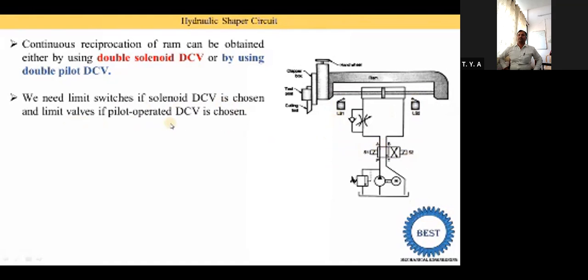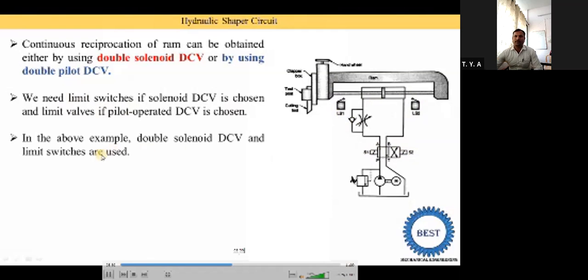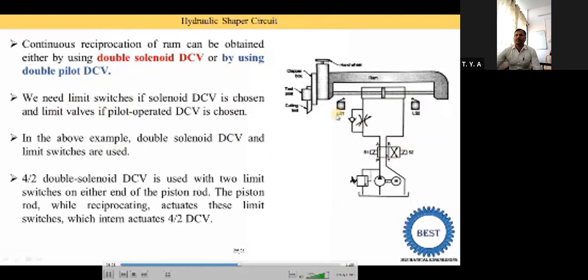Okay, so a limit valve is also one type of directional control valve, in which we use 3x2 directional control valves as the limit valves. But for simplification, here we use solenoid operated directional control valves, and here two solenoids are there. That's why we need to use two limit switches, LS1 and LS2. In the above example, a double solenoid DCV, we install the limit switches LS1 and LS2.